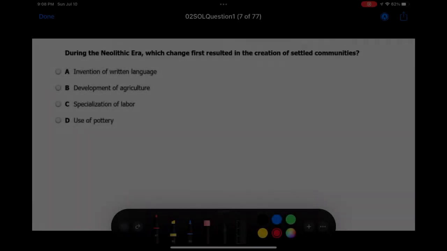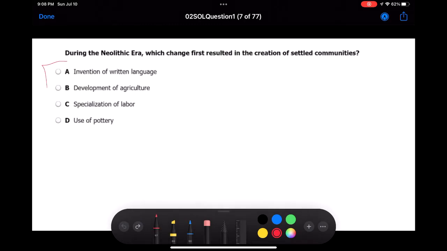Okay, so first question. First thing I do, look at the 4 answer choices. A, written language. B, development of agriculture. C, specialization of labor. We didn't talk about that too much. And use of pottery, we did talk about that. But here's the question. During the Neolithic era, which change first resulted in the creation of settled communities?